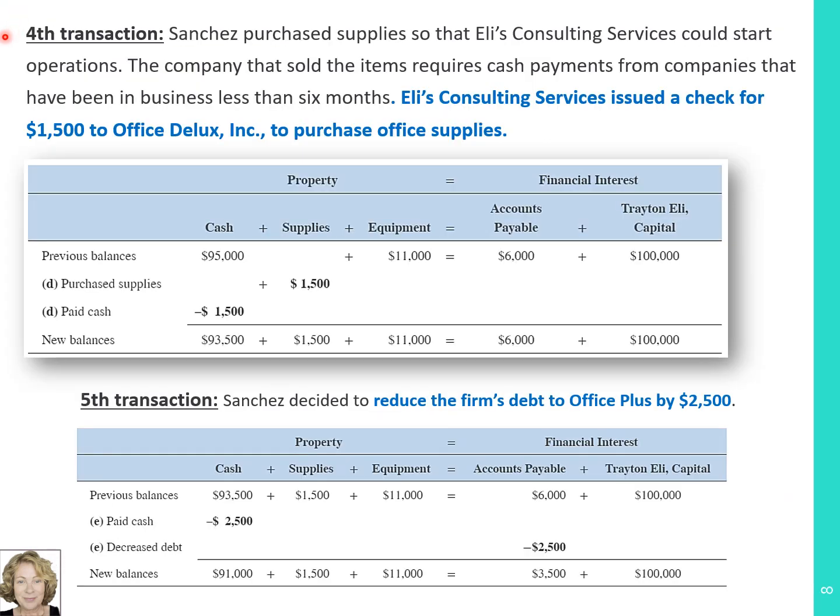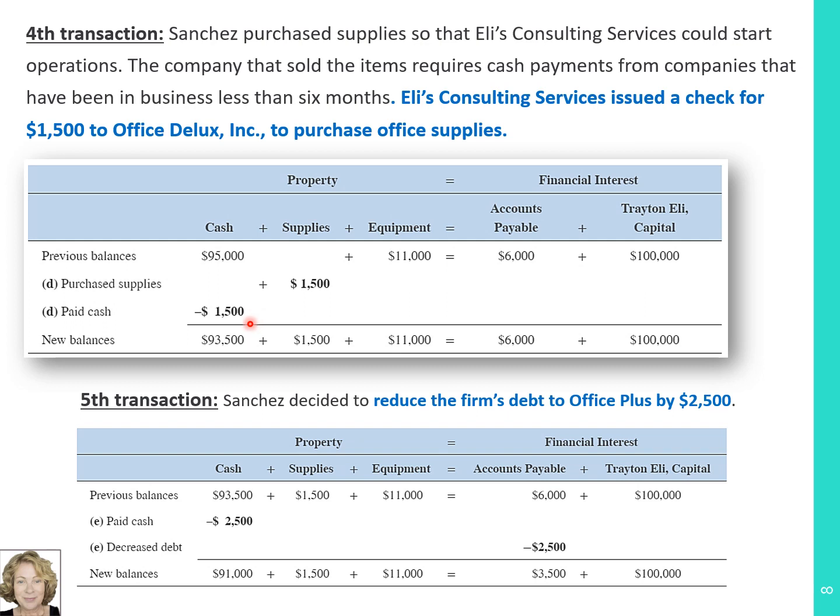Here's the fourth transaction. Sanchez purchased supplies so that Eli's Consulting Services could start operations. The company that sold the items requires cash payments from companies that have been in business less than 6 months. Eli's Consulting Services issued a check for $1,500 to Office Deluxe, Inc. to purchase office supplies. So what happened here? The company's cash decreased and the company increased supplies on hand. So let's write that into our table. We'll add an additional column for supplies and add $1,500, and we'll subtract $1,500 from cash.